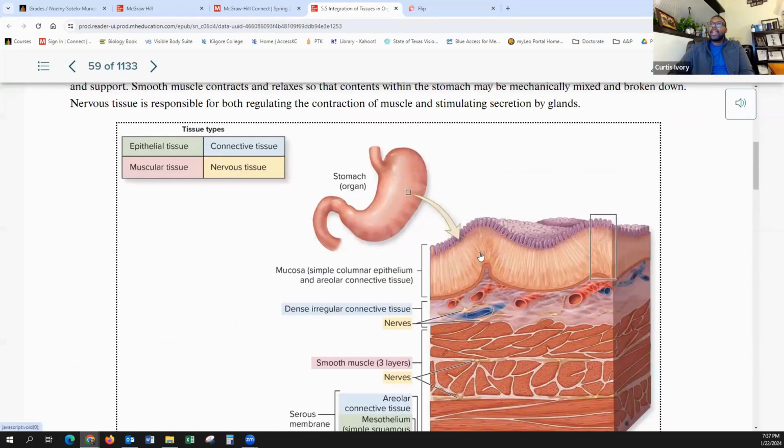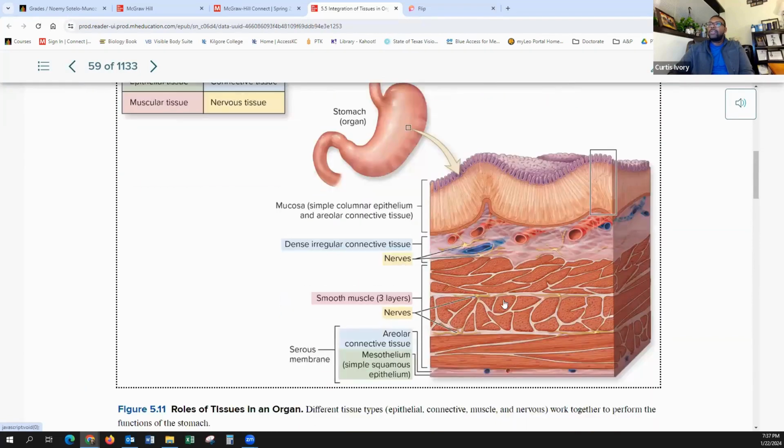Like our stomach, it has different types of tissues. We see there's muscle tissue, areolar tissue, dense irregular tissue, smooth muscle tissue, areolar down here, mucosal and simple columnar. All these different tissues are found in your stomach, and that's why it's able to contract. When your stomach growls, it's smooth muscle contracting, which is what we're actually hearing.